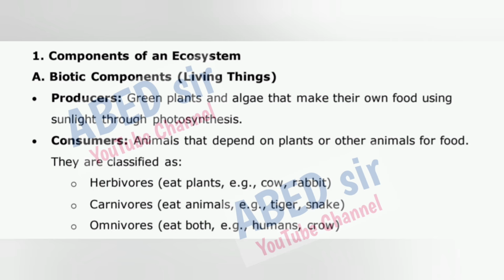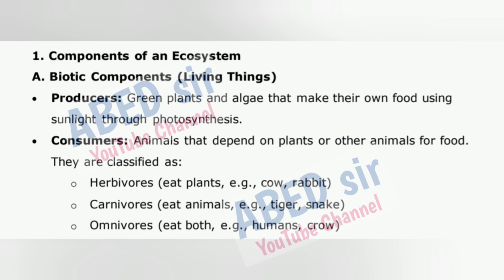1. Components of an ecosystem. A. Biotic components, living things. Producers, green plants and algae that make their own food using sunlight through photosynthesis. Consumers, animals that depend on plants or other animals for food.